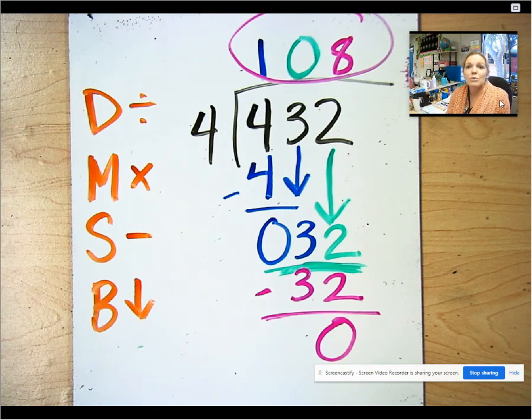Okay? An algorithm works because you follow the steps. It's a math trick, but it is the most efficient way. So just keep practicing.